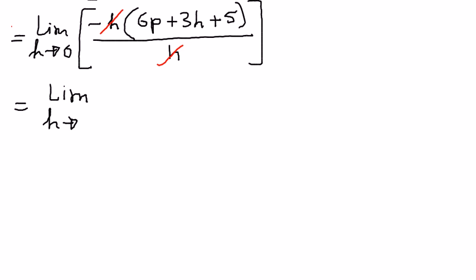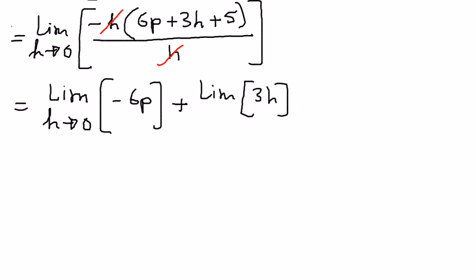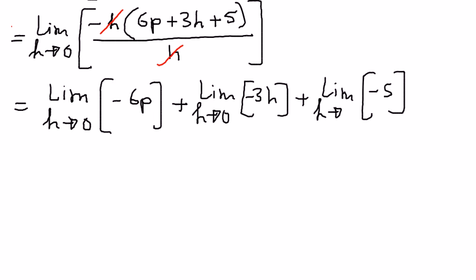So when I simplify it some more, I can write this in its simplified form as the limit as h approaches 0 of negative 6p, plus the limit of negative 3h as h approaches 0, plus the limit of this constant number negative 5 as h approaches 0. Because here we have a negative sign, I distributed the negative sign to every one of the terms and then wrote it out as separate limits like this.